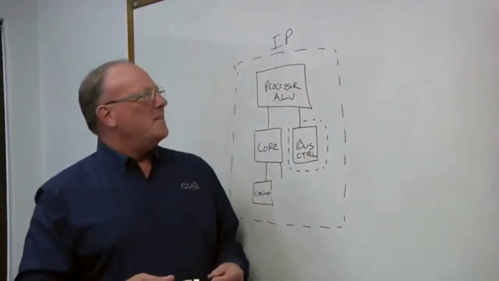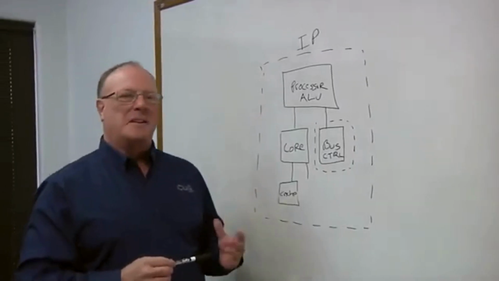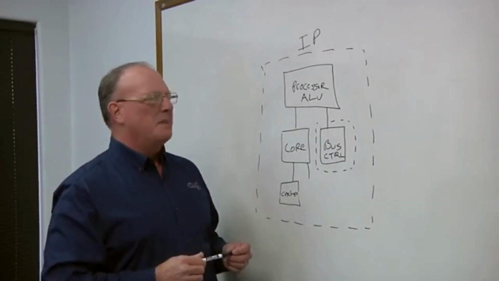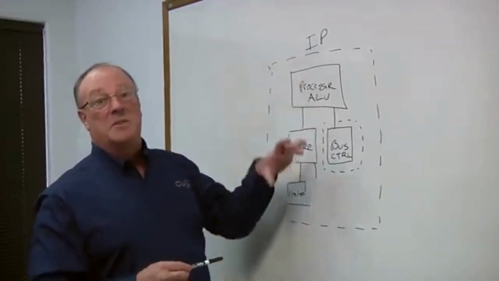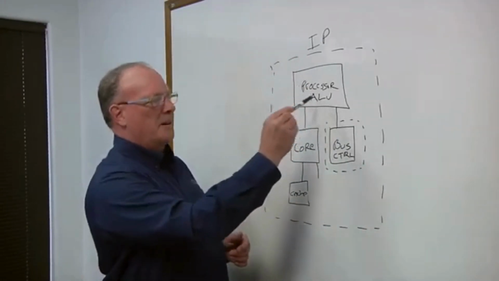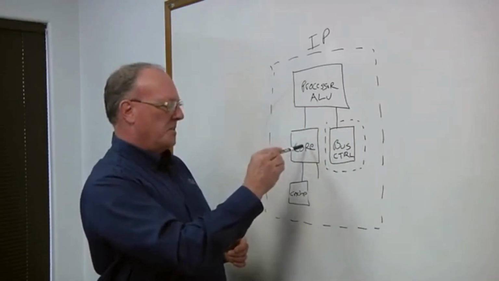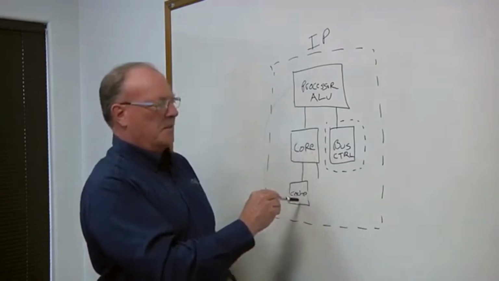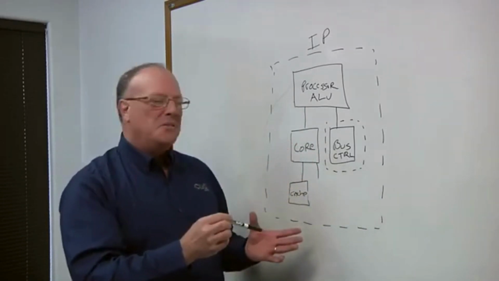So it's really that IP, particularly more complex IP, is made up of a lot of different pieces, and you need to know what IP you're using and what it in turn uses. For an example, it may be like a processor. So you may have a processor ALU, and then how many cores it actually uses, and then the cache size that it uses, and it may have different bus controllers. Some of these may be options that you can choose.